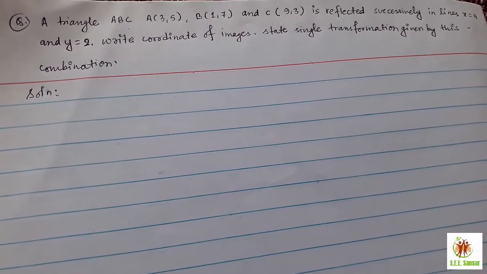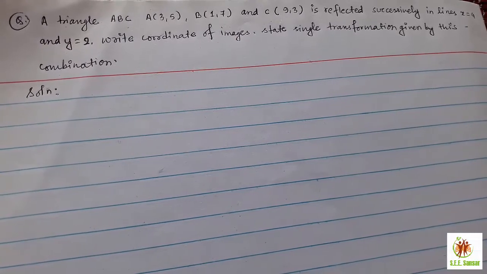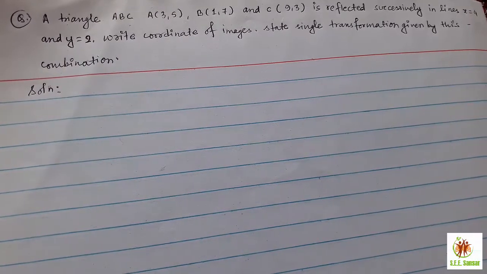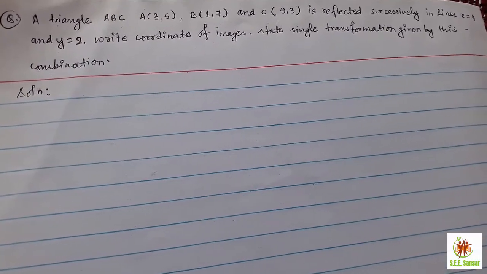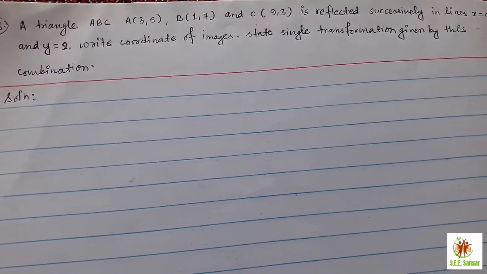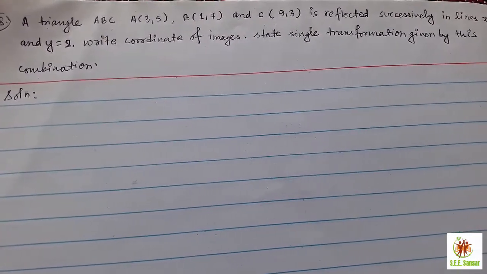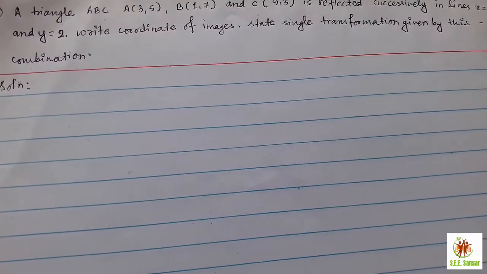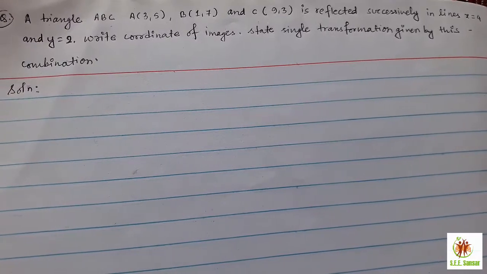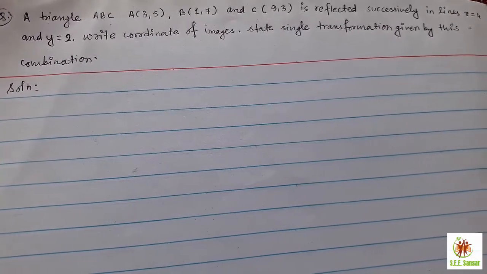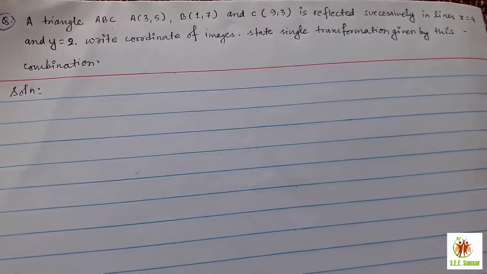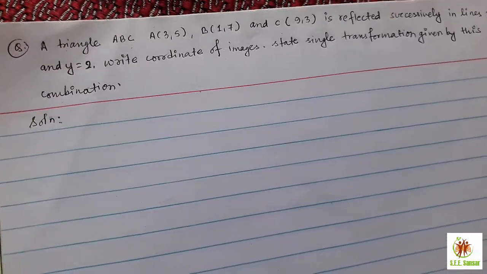The question is: a triangle ABC whose coordinates are A(3,5), B(1,7) and C(9,3) is reflected successively in the lines x equals 4 and y equals 2. Write down the coordinates of the images. We have two images because there are two different transformations, one along the line x equals 4 and one along the line y equals 2. The name of the transformation is reflection, you know it very well.